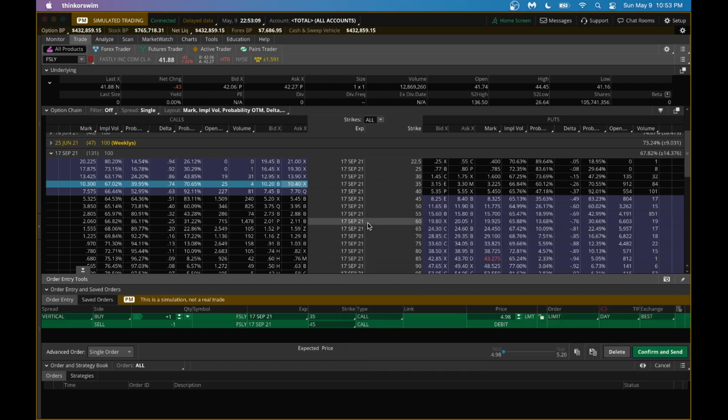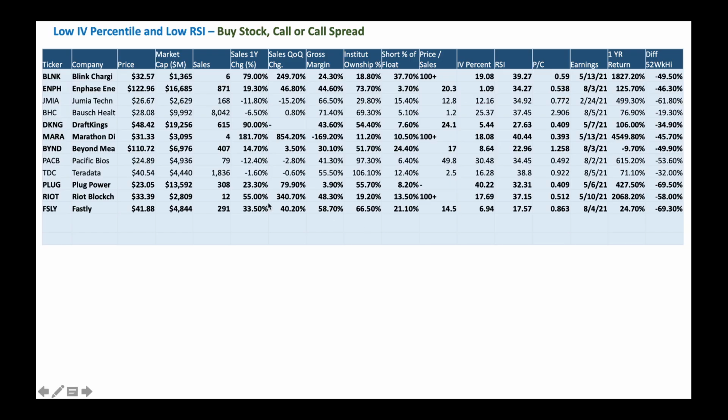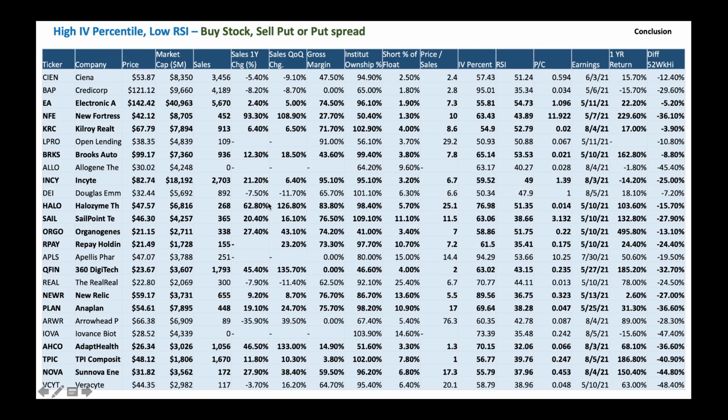So with that, let's look at the last strategy. It's really high IV percentile, meaning if you sell a put option or put spread, you'll get some premium in. And also because RSI is low, you can even buy the stock outright, because these stocks are poised to go up. Stocks are oversold at this point. So with that, let's look at a couple of ideas here.